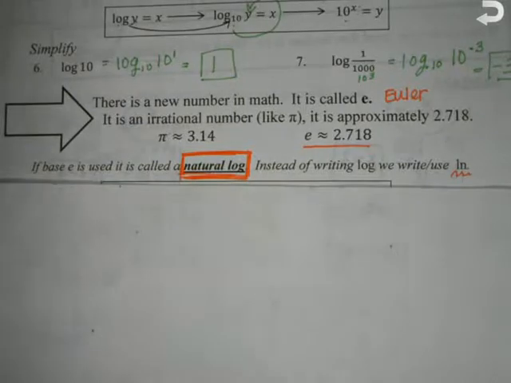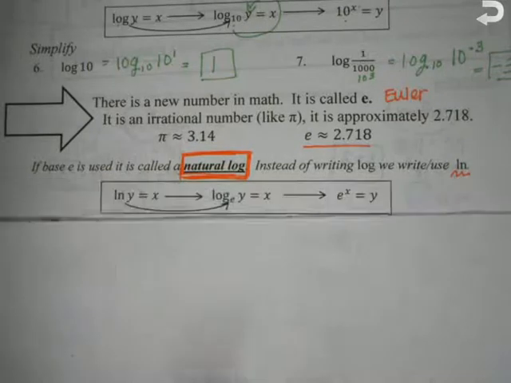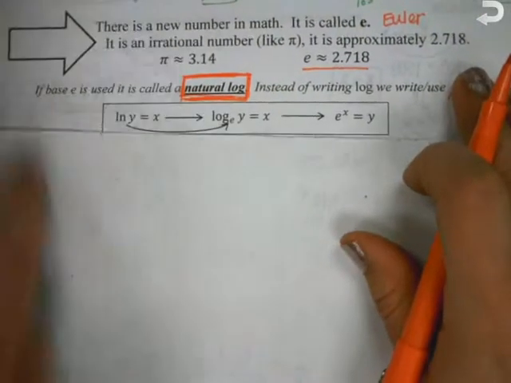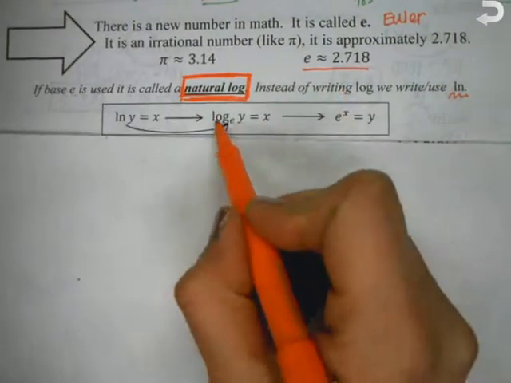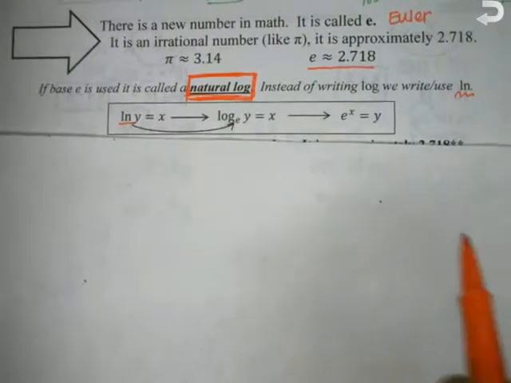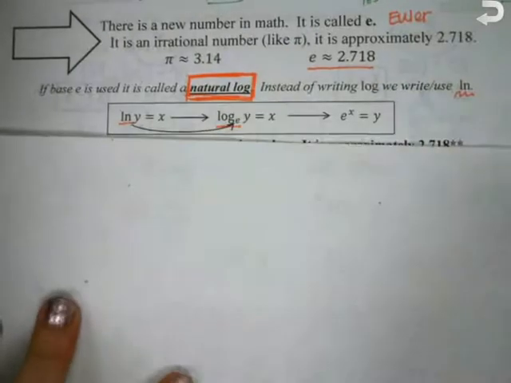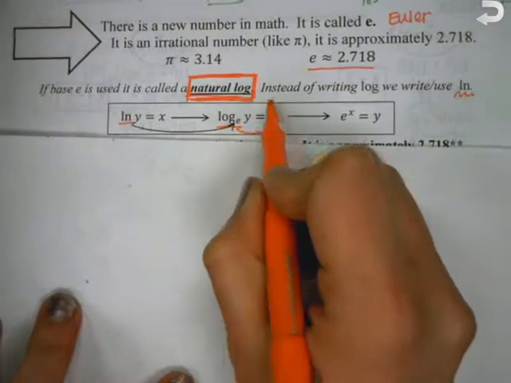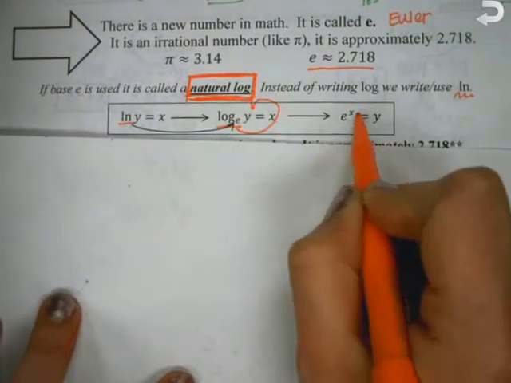So if you ever see ln of x or of y equals x, that's the same as writing log base E of y equals x. So natural log is the same as saying log base E, and when we go up and around, that would be base E to the x equals y. So we still follow the exact same rules, it's just a different notation when we have a base of E.